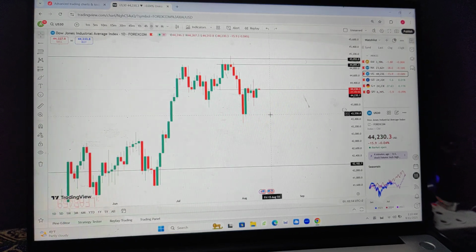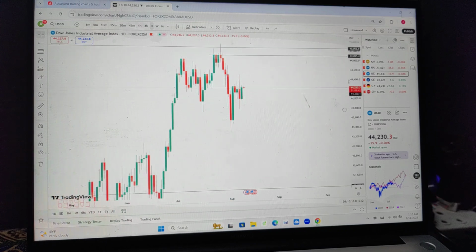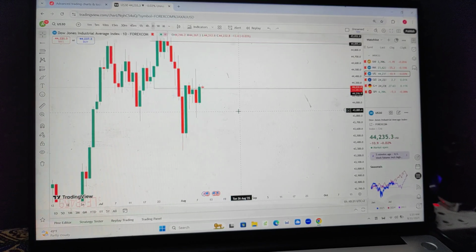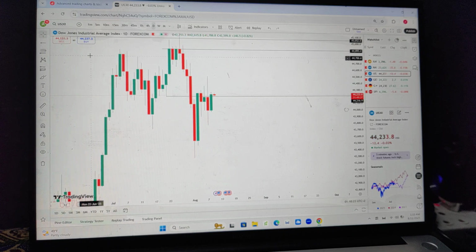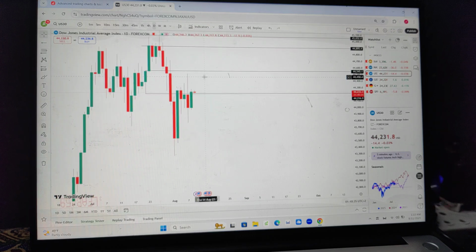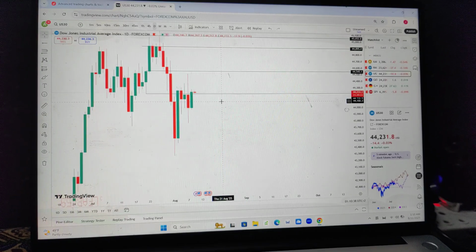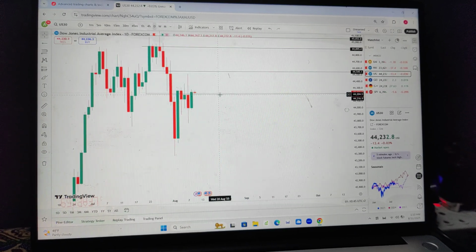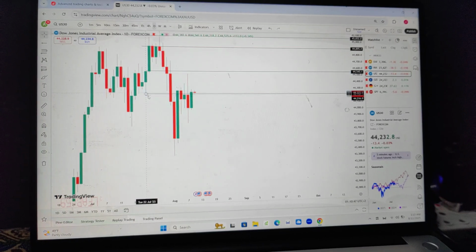So we're on the daily time frame. Right now we're on the daily time frame. And looking at the daily time frame, it still needs to push up a little bit. So we're gonna start selling from that position there. We're gonna start selling from there.